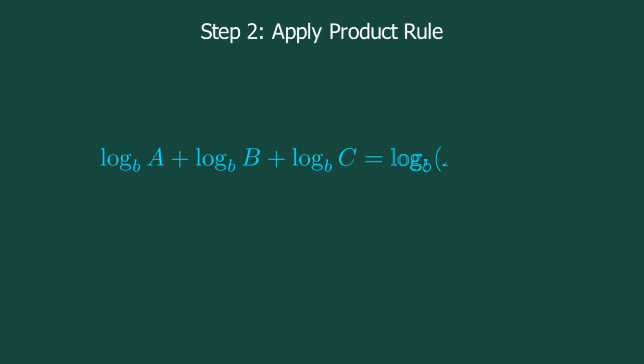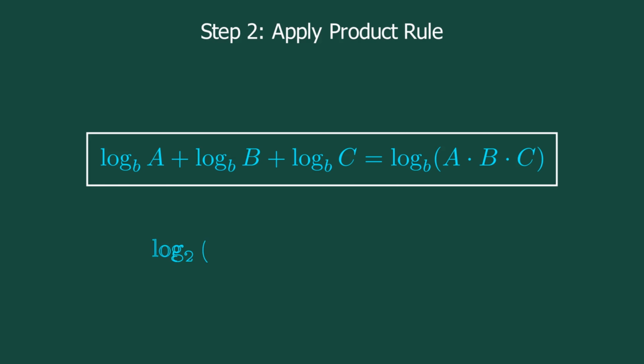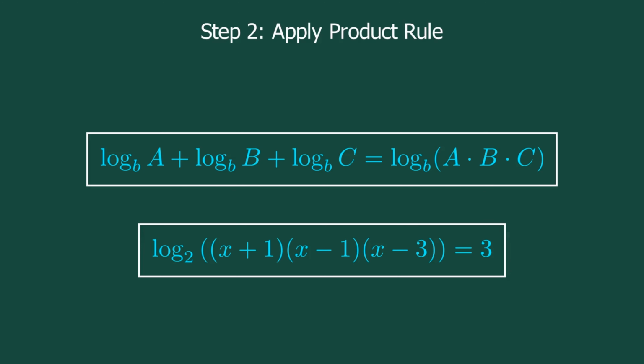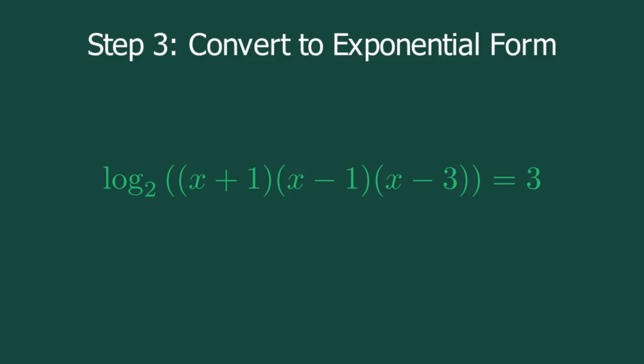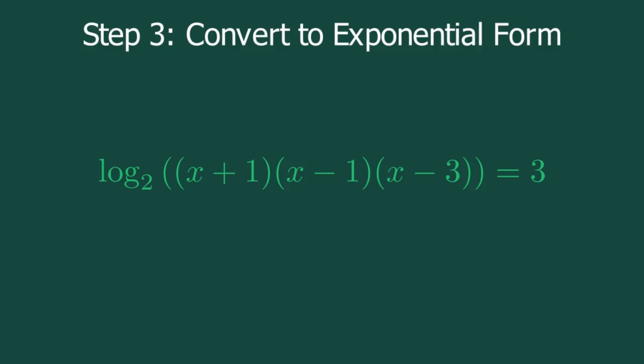Recall the logarithm product rule. Logarithm base b of a plus logarithm base b of b plus logarithm base b of c equals logarithm base b of the quantity a times b times c. Using the product rule, the equation simplifies to log base 2 of open parenthesis x plus 1 times x minus 1 times x minus 3 close parenthesis equals 3.